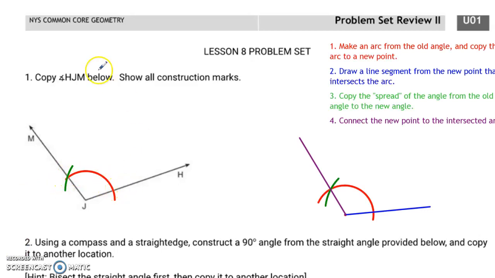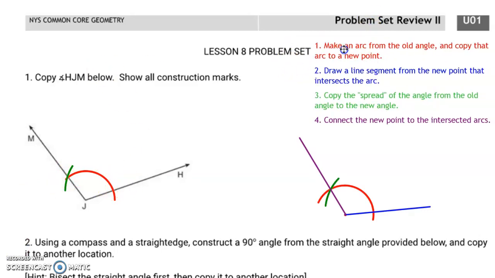Here's angle HJM. Now remember, there were a couple of steps in order to do this. It would be a good idea for you to memorize these steps because the unit test coming up is going to require you to know these steps. Step 1 was to make an arc, this red arc here. Copy that red arc over here to a new point.